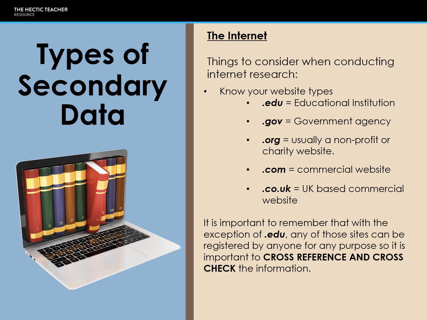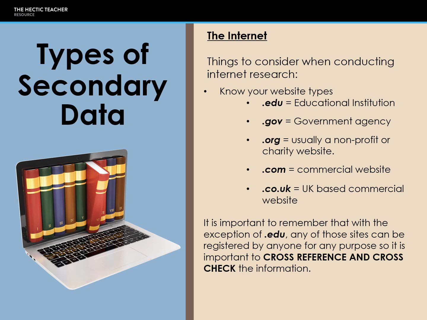It might be AU.gov if it's an Australian one, or something like that. But if it's got .gov, it is going to be some form of government agency. .org is usually some form of non-profit or charitable organisation. .com is usually commercial, and that means that you're going to have to pay for something. And .co.uk is a UK-based commercial website. So it's really important you know what sort of website you're looking at when you are conducting your research.